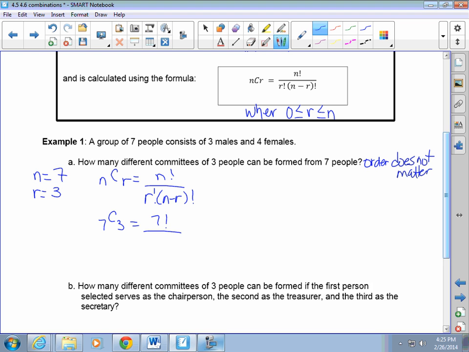So 7 factorial over 3 factorial times 7 minus 3 factorial. So that's 7 factorial over 3 factorial times 4 factorial. So when you do your math on that, that's 35.